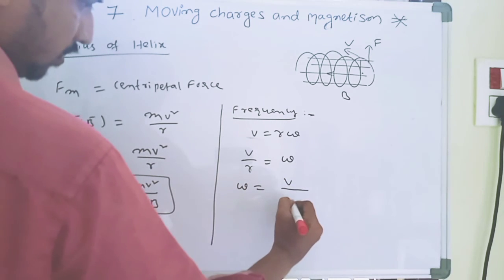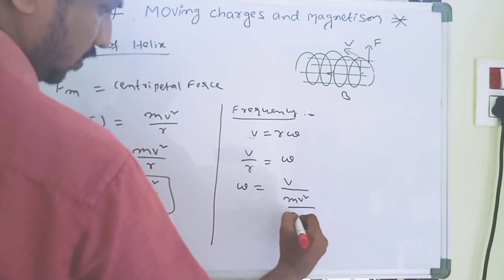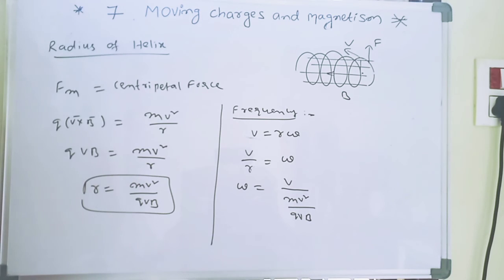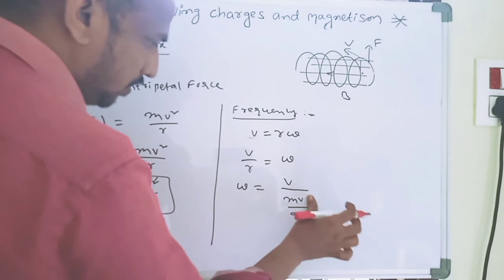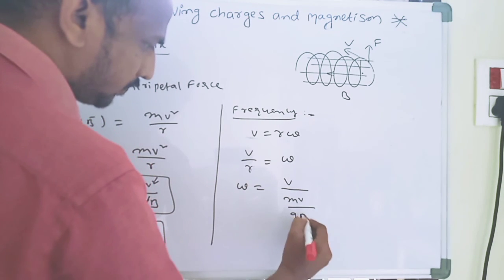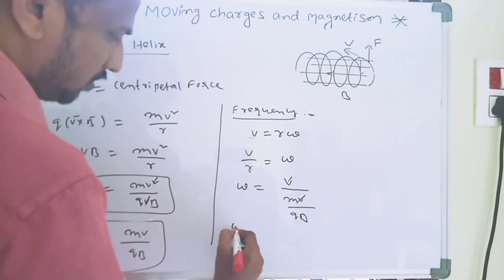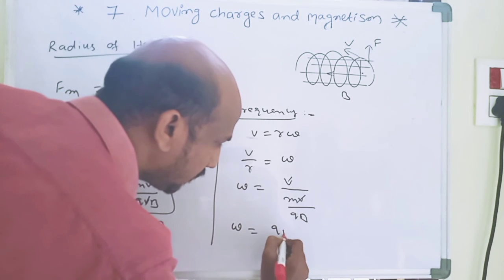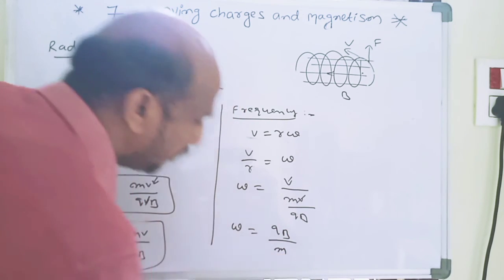The r value is mv square by QVB. Here V and V get cancelled, therefore that is mv by QB. So what is the omega value? Omega is equal to QB by m.